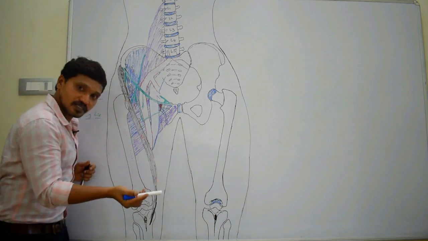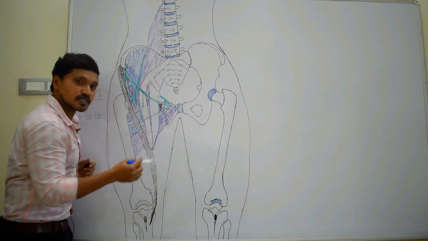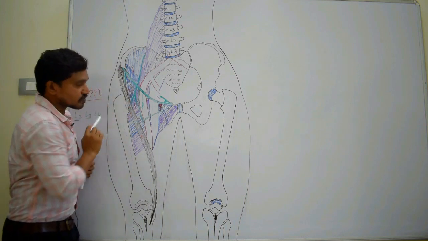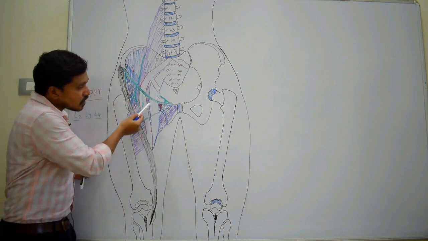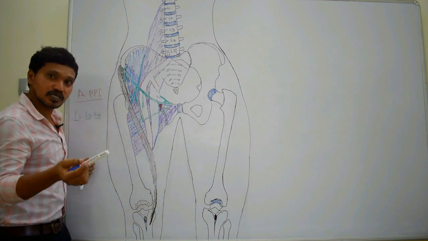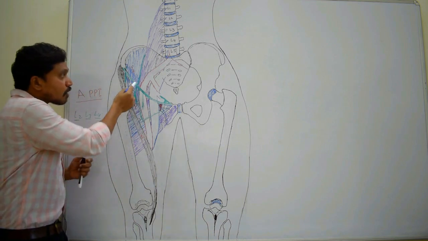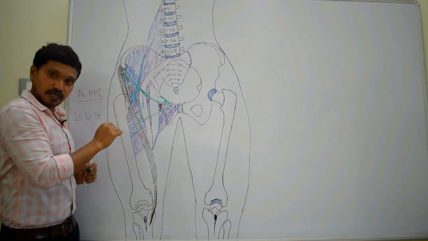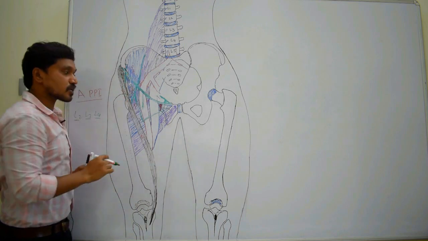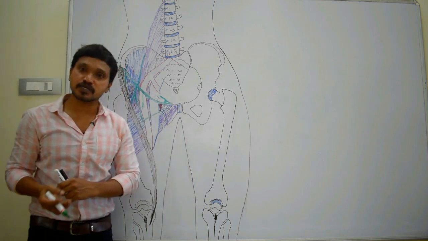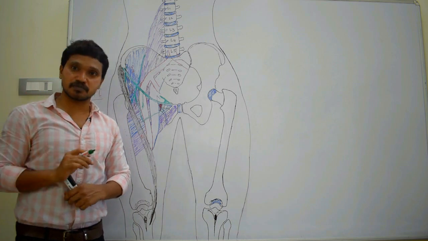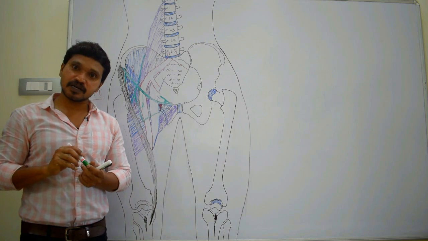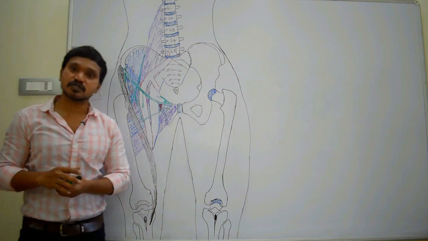Then what are the other structures? See here, lymph nodes are there. These are the deep inguinal group of lymph nodes. Then lateral cutaneous nerve of thigh. After that, nerve to the pectineus. Actually, nerve to the pectineus is given by the femoral nerve above the inguinal ligament only. Then it runs behind the femoral sheath and reaches the anterior aspect of the pectineus, where it supplies the pectineus muscle. So this is also one of the contents of the femoral triangle. Right? So these are the different contents present in the femoral triangle.